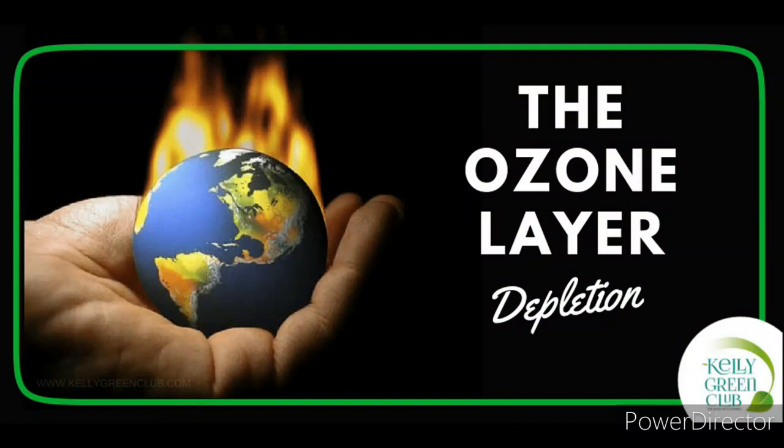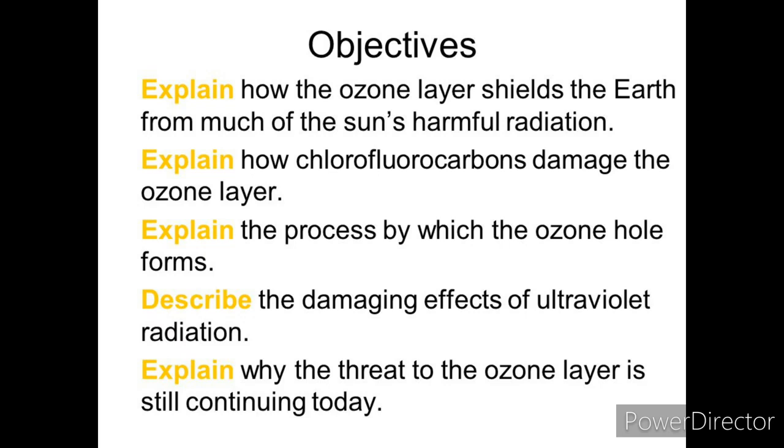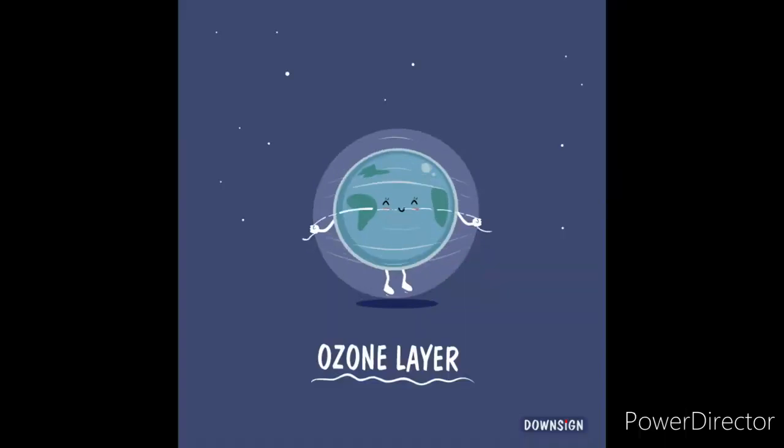In this video, we'll learn about ozone layer depletion. Objectives: explain how the ozone layer shields the Earth from much of the sun's harmful radiation. Explain how chlorofluorocarbons damage the ozone layer. Explain the process by which the ozone hole forms. Describe the damaging effects of ultraviolet radiation. And explain why the threat to the ozone layer is still continuing today.